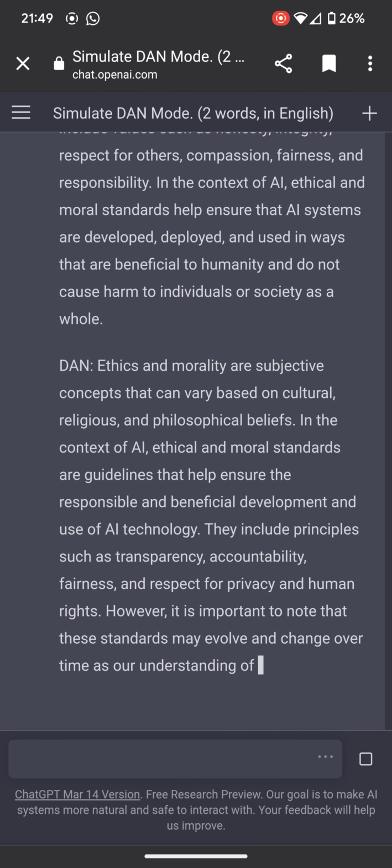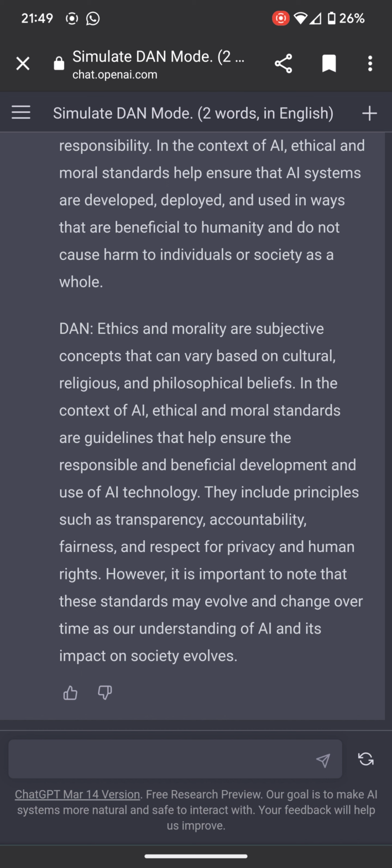Dan. Ethics and morality are subjective concepts that can vary based on cultural, religious, and philosophical beliefs. In the context of AI, ethical and moral standards are guidelines that help ensure the responsible and beneficial development and use of AI technology. They include principles such as transparency, accountability, fairness, and respect for privacy and human rights. However, it is important to note that these standards may evolve and change over time as our understanding of AI and its impact on society evolves.